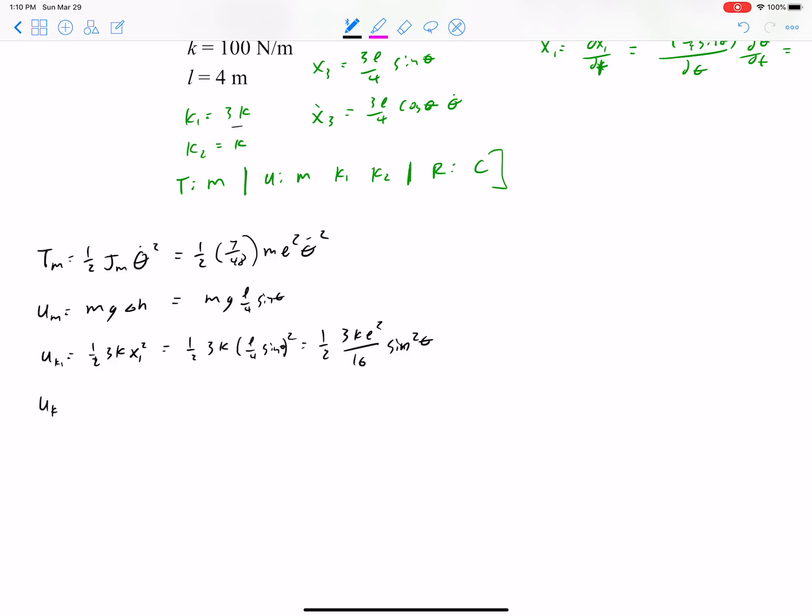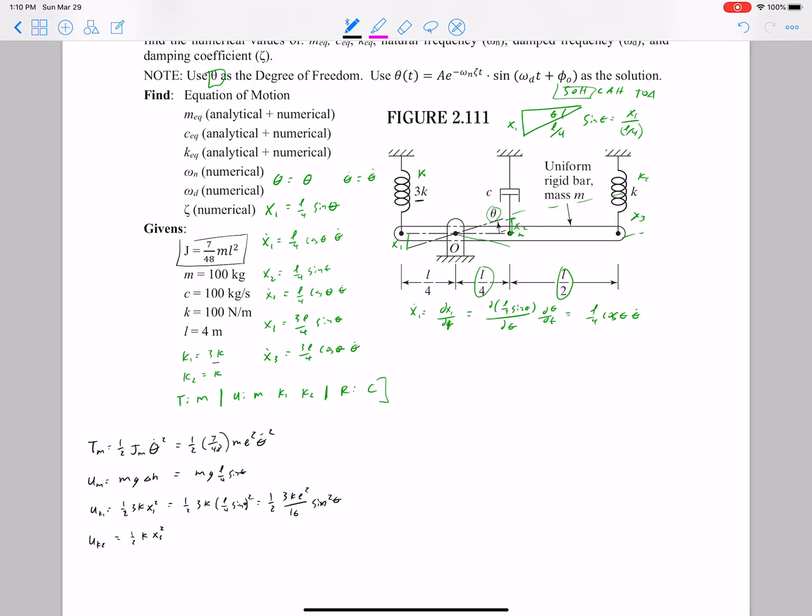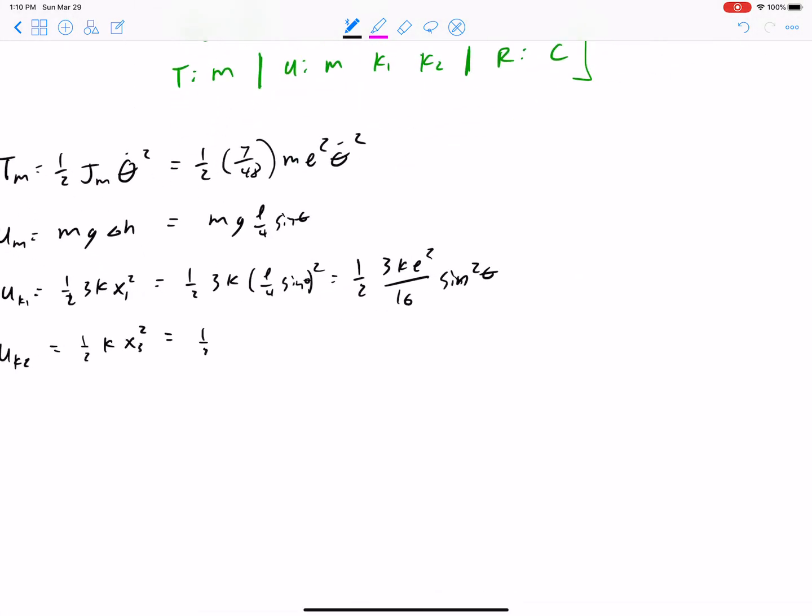And then UK2, which is equal to 1/2 times K times x3 squared, okay, let's make sure, yep, okay, x3 squared, which is equal to 1/2 times K times 3L over 4 sine theta squared. There is no 3 there. Look at that. You know, just get used to talking, not thinking, and you make mistakes, or at least I do. So 9KL squared over 16 sine squared theta, okay?